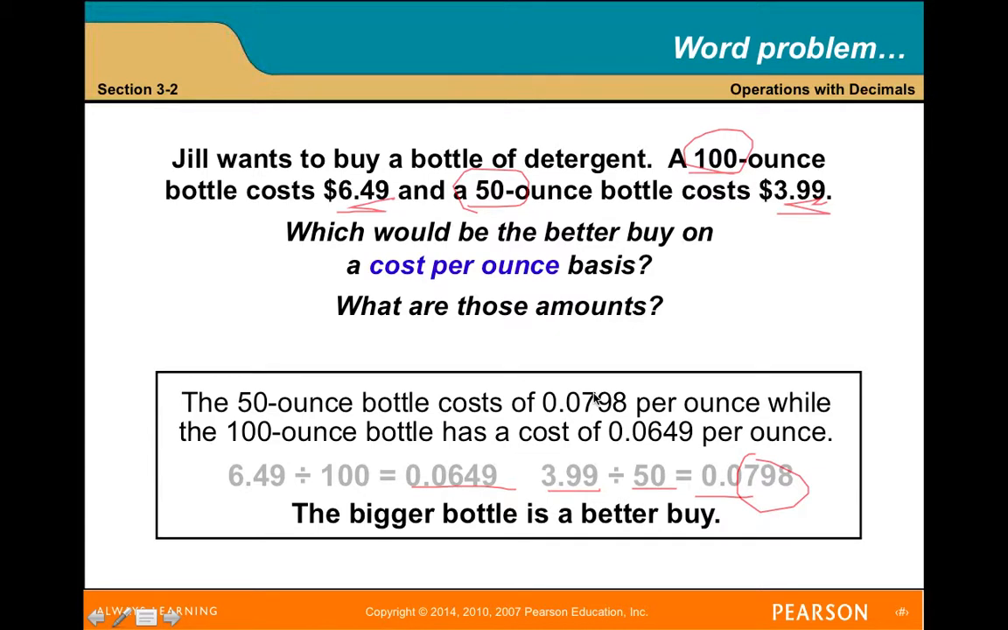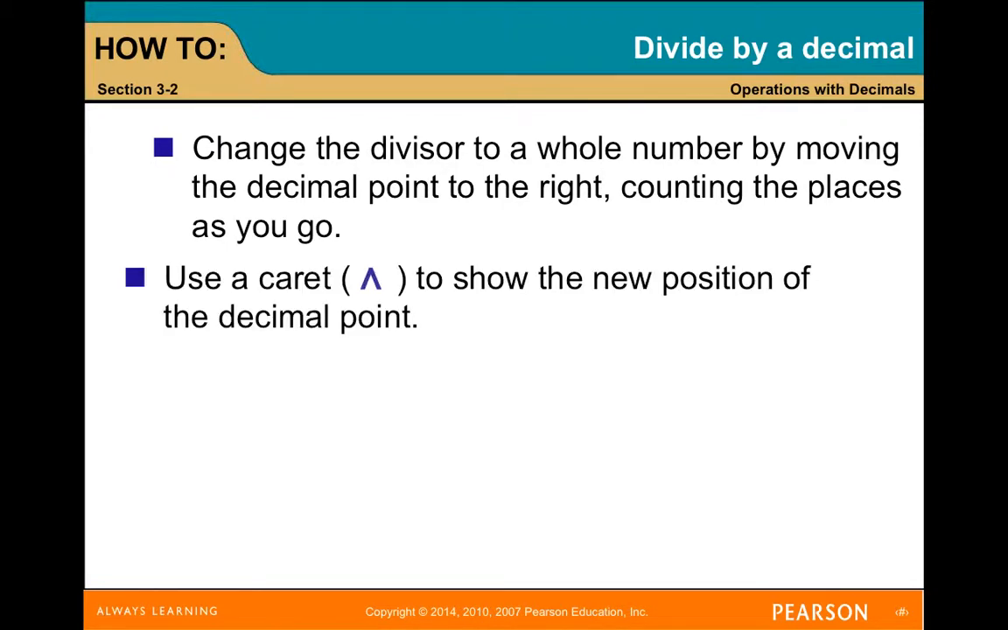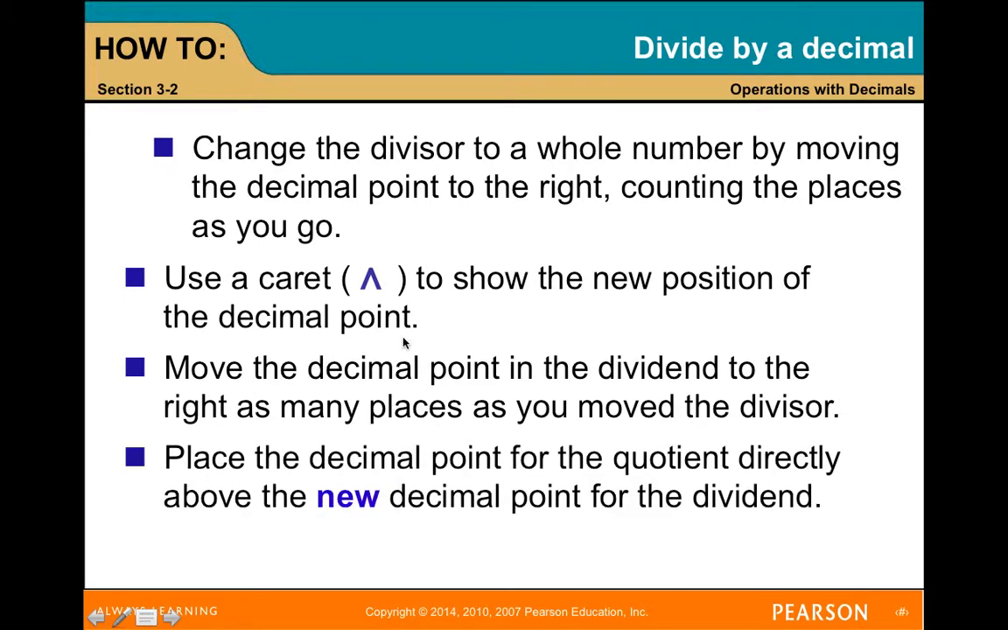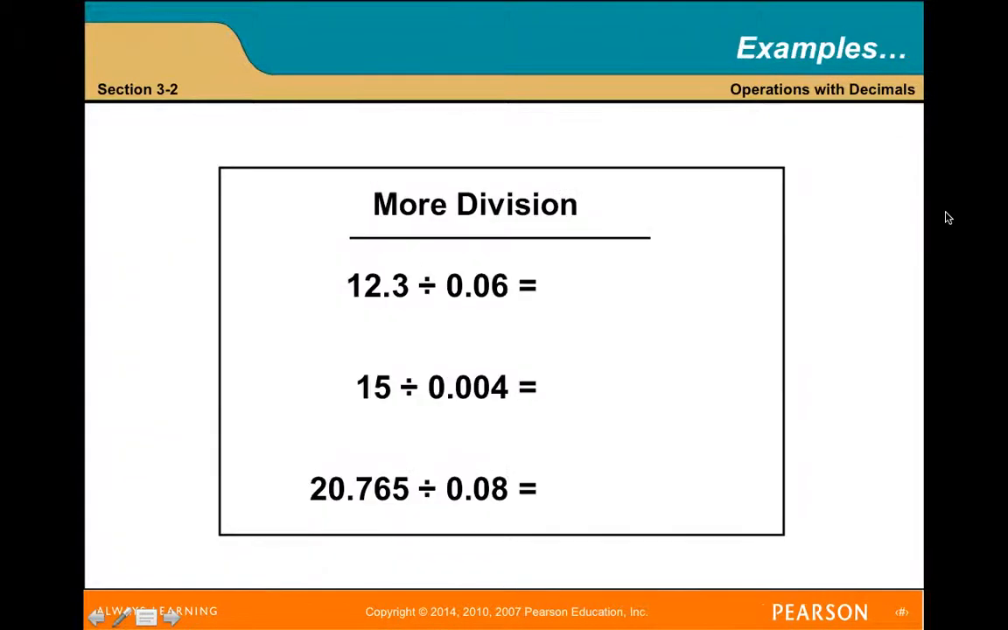The bigger bottle is the better buy. Change the divisor to a whole number by moving the decimal point to the right, counting the places as you go. Use a caret to show the new position of the decimal point. Move the decimal point in the dividend to the right as many places as you move the divisor. Place the decimal point for the quotient directly above the new decimal point for the dividend, and divide as you would divide a whole number.